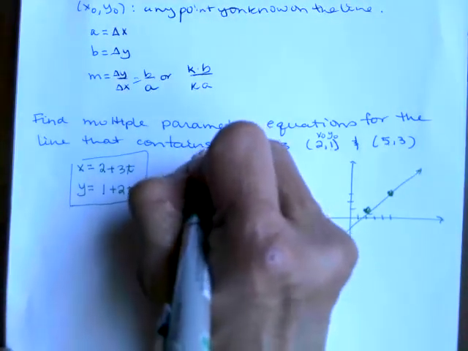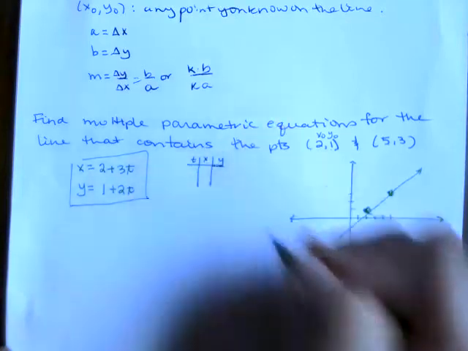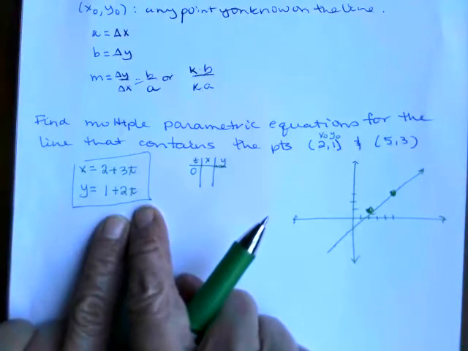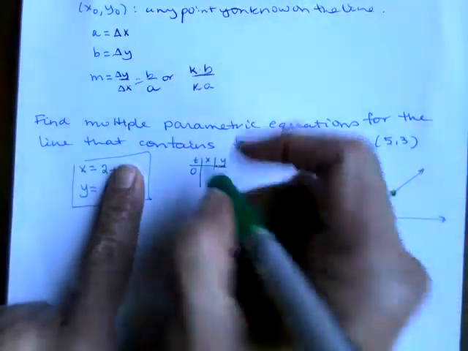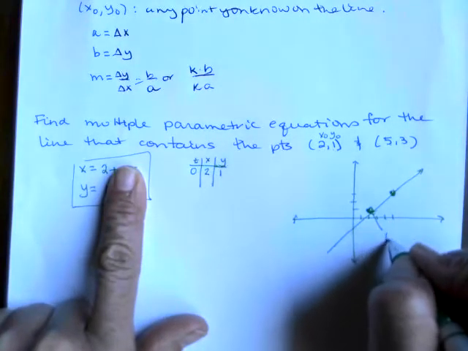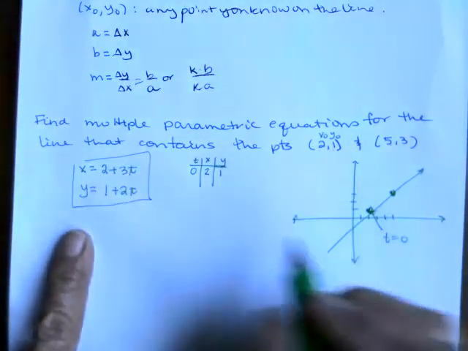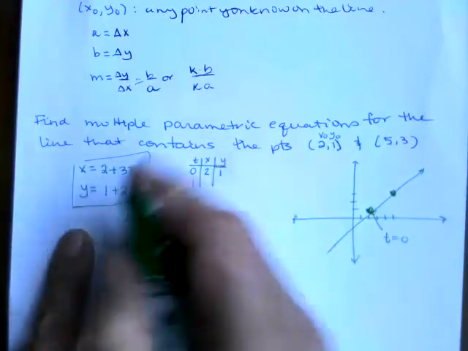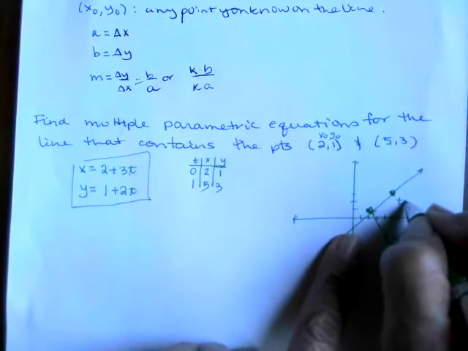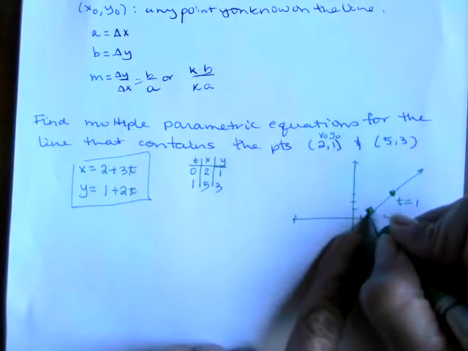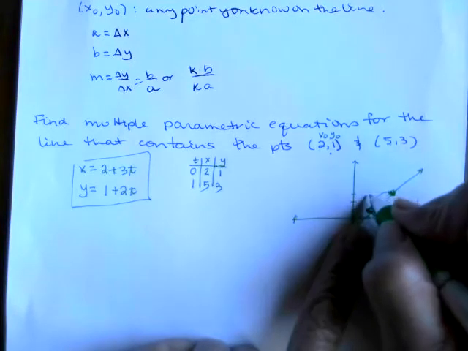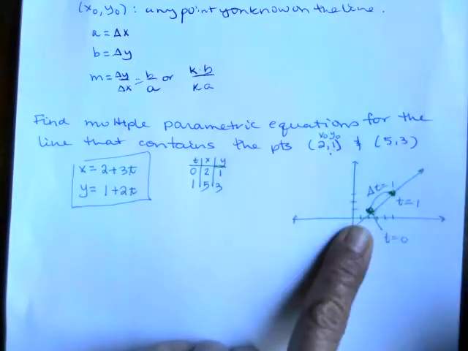So I want you to see, t, x, y, I'm just going to make a quick little table. So if t equals 0, using this version, my x value is 2 and my y value is 1. So this is the point right here. Here's where my t equals 0. And if t equals 1, I get 5 for my x and 3 for my y. So in one step, I go from 2, 1 up to 5, 3. So this is one step. Delta t equals 1.